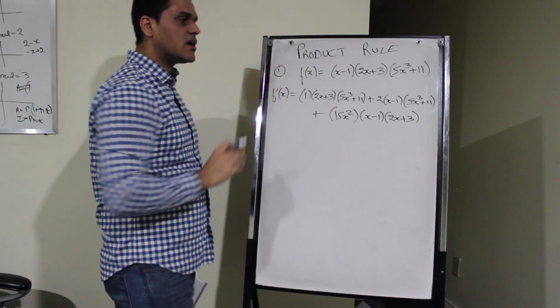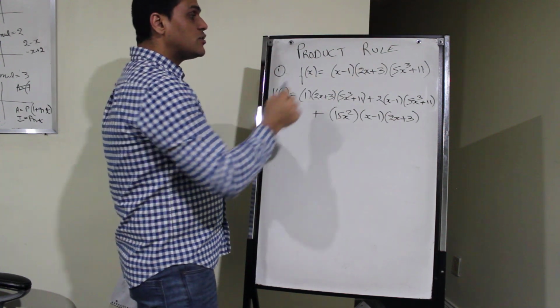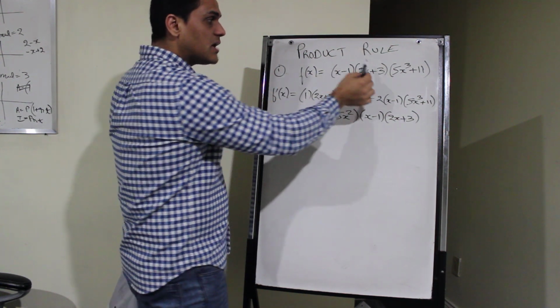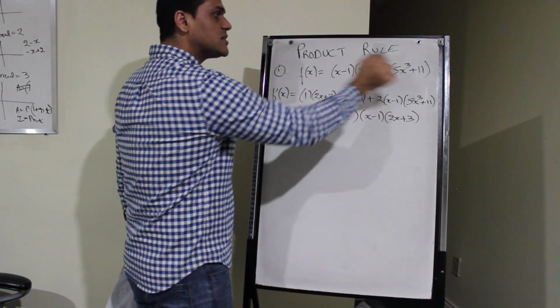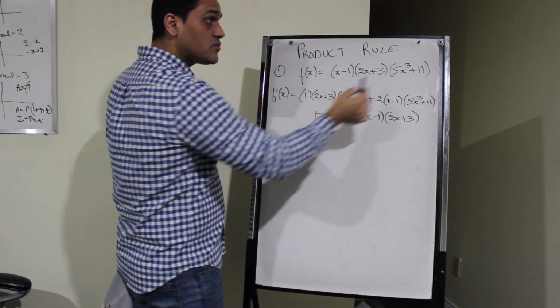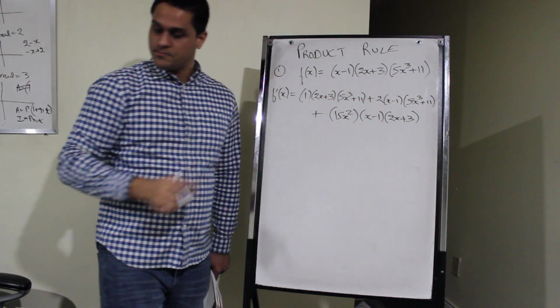Okay, but that's the concept. If you have multiple terms, more than two terms, you would just take the derivative of the first term times the other terms, plus the derivative of the second term times the other terms, plus the derivative of the third term times the other terms. It's that simple.